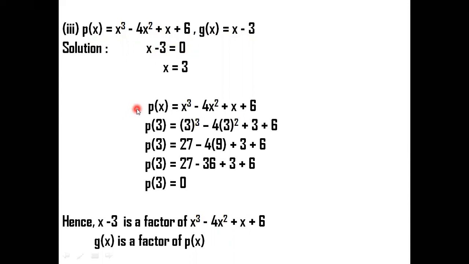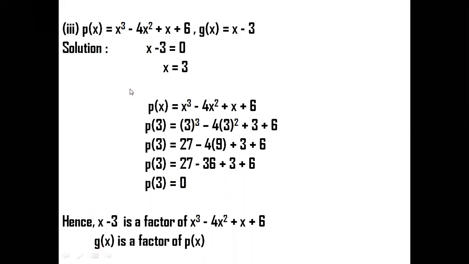So, what I shall do next? Replace the value of x as 3. So, wherever I find x, I replace it with 3. And as you could see over here, when I solve it further, what am I getting? The answer is 0. So when x is replaced by 3, the answer is 0. So when the answer is 0, what can we conclude? That x minus 3 is a factor of this polynomial. In other words, x minus 3 is G of x. So G of x is a factor of P of x. I hope this is clear to you all.